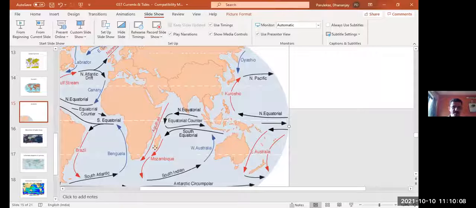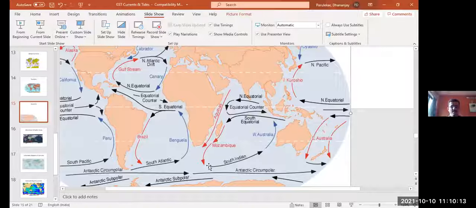Anything else you can see in this, which is missing from your sight? Warm and cold. Very good. So where is warm? Where are the warm currents going from and to? From equator upwards in northern hemisphere, equator downwards in southern hemisphere. Very good. Any other specific thing?